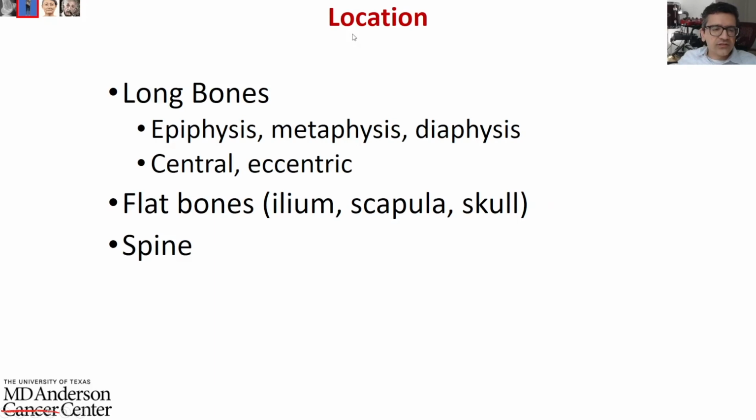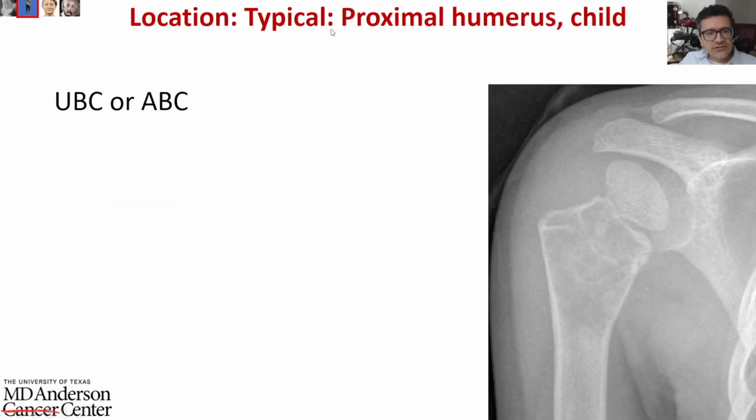Okay, so location. We can divide bones by location into long bones, flat bones, and spine. The long bones we can subdivide into epiphysis, metaphysis, or diaphysis along the longitudinal axis, or central and eccentric across the transverse axis. Some typical differentials for you. If you have a lesion in a child that's in the proximal humerus, you want to think of UBC or ABC, unicameral or aneurysmal bone cyst.